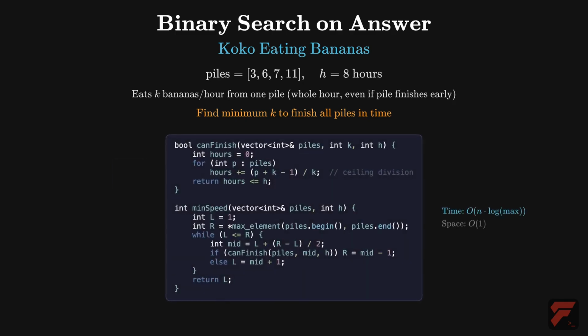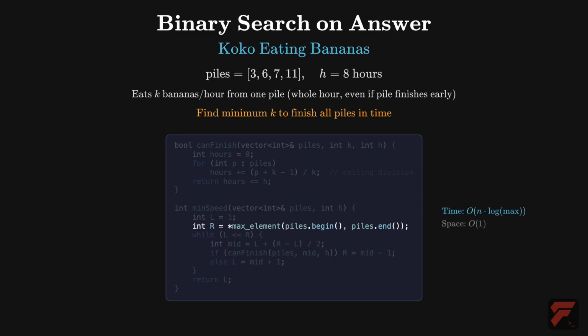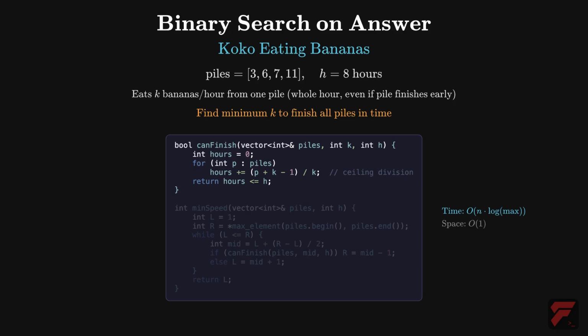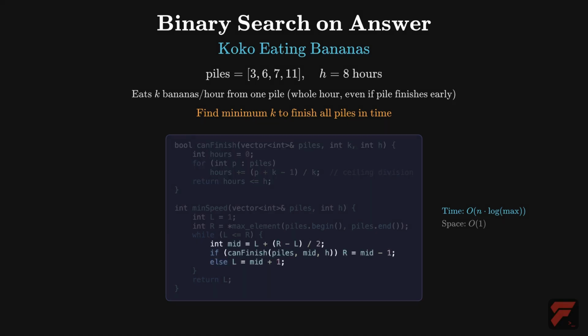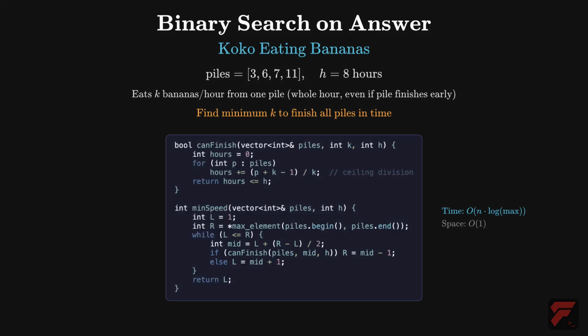R starts at the largest pile, that's our answer space. The predicate checks feasibility: sum up ceiling divisions, compared to H. The search loop, same template. Complexity: log of the answer range iterations, each checking n piles, so n log max, constant space.